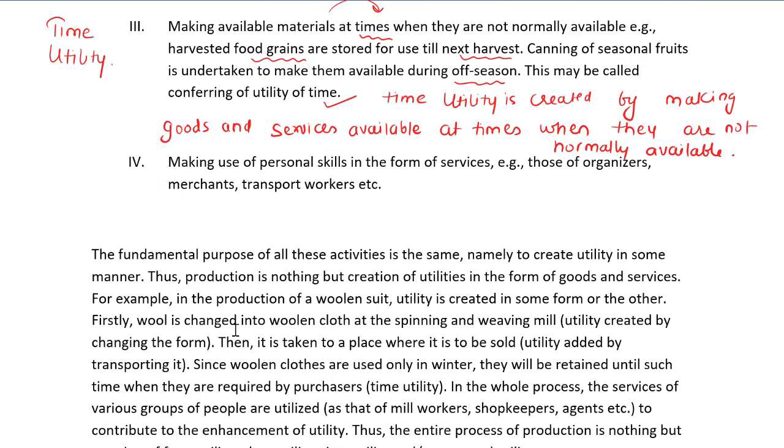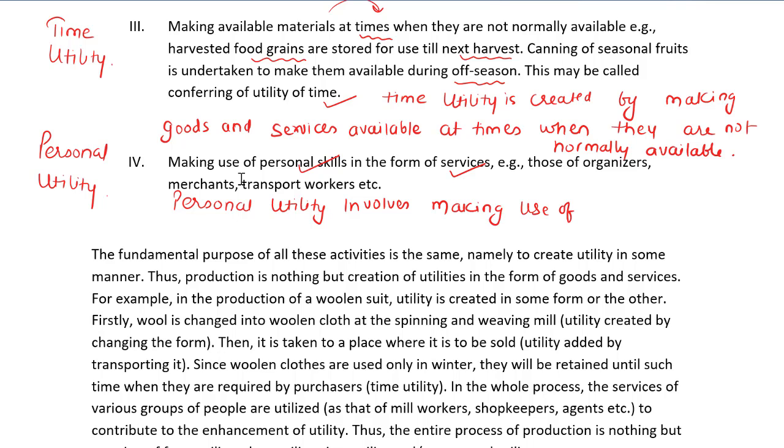The next is personal skills. It is personal utility, which talks about making use of personal skills in the form of services. Example, those of organizers, merchants, transport workers, etc. So you can write over here, personal utility involves making use of personal skills in the form of services.